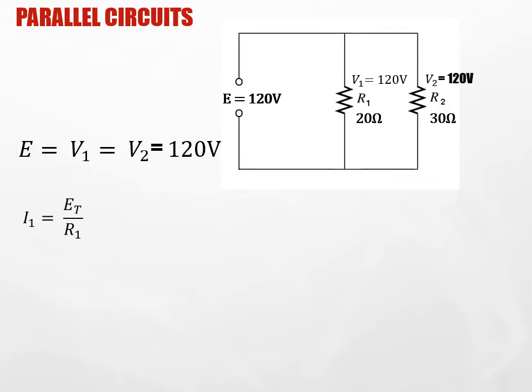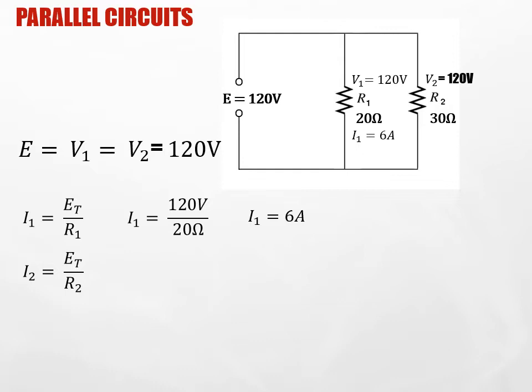Going back, I1 can be calculated from ET over R1, where the resistor will limit the current based on its resistance. R1 is 20 ohms, the voltage is 120 volts. That's going to limit the current in the first resistor to 6 amps. We call the different paths for the current branches. So resistor 1 is branch 1. And in this particular example, branch 1 is going to conduct 6 amps of current.